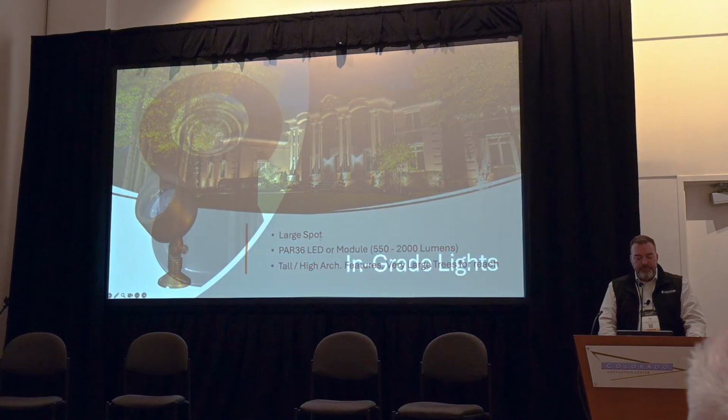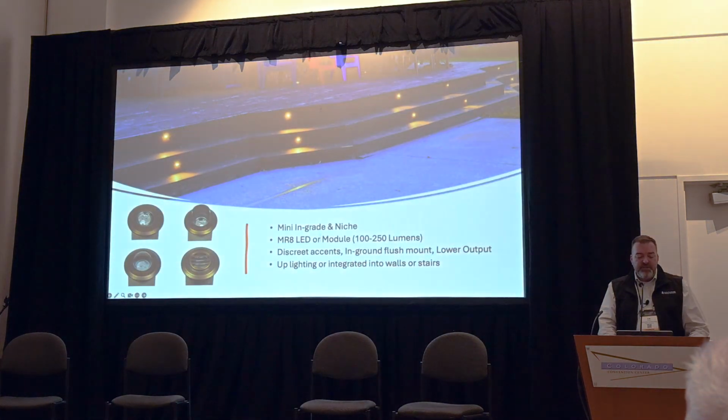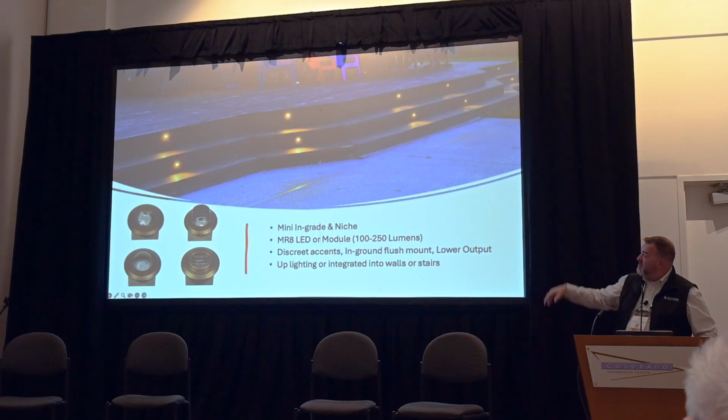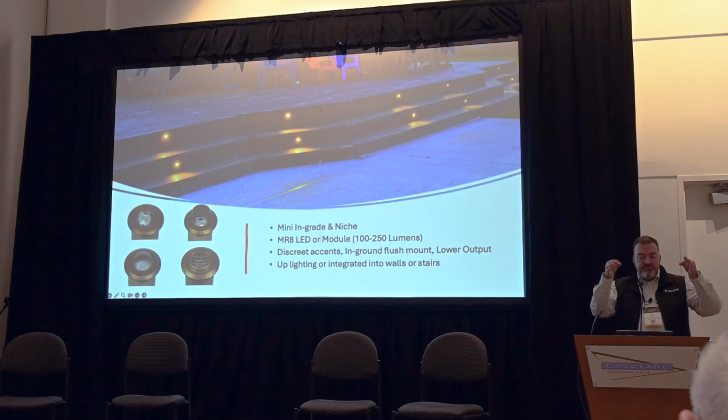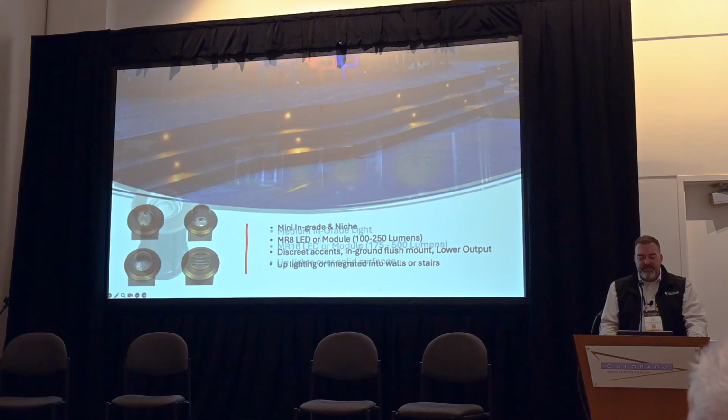In-grade lights are still considered uplights, right? So you can use something like a mini or a niche light. There are a lot of manufacturers that make really small niche lights. You can use them horizontally, like in this particular application, or you can use them underneath pots, in-grade on the edges of walkways, all kinds of things. You can use them for marker lights.